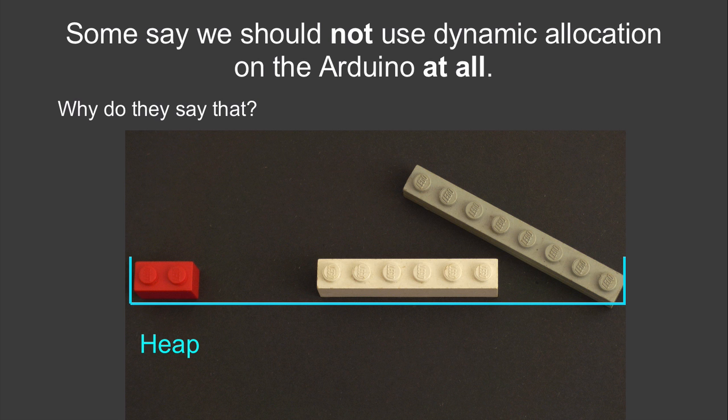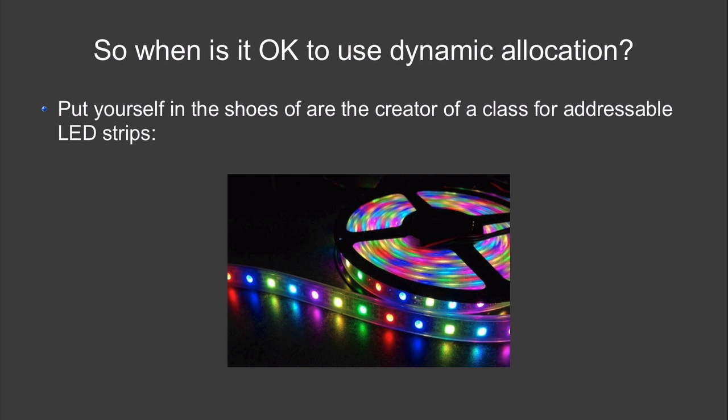And the heap manager cannot rearrange the objects because the pointers in C++ actually hold the addresses in the memory, so rearranging them would break the pointer. So should we not use dynamic allocation at all?